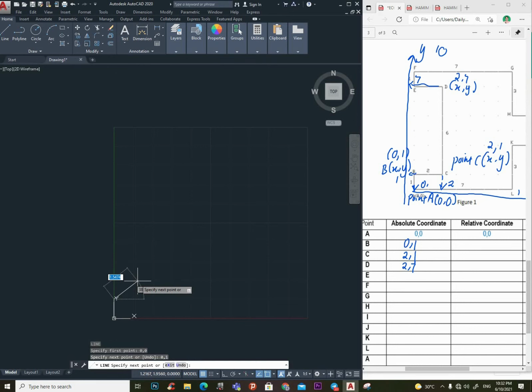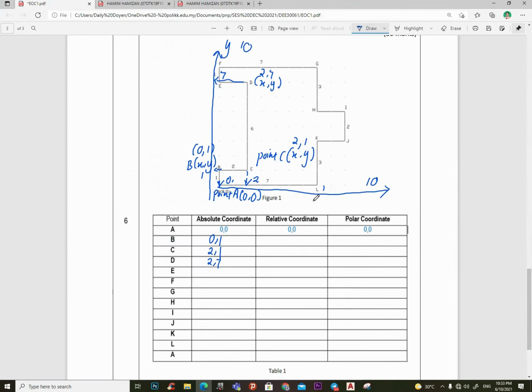Okay, move on to point C. Hashtag 2, 1. Next point will be point D. Hashtag 2, 7, and so on. So your task is you find all the coordinates point, absolute coordinates point for this object. Okay, you look at what is the value of x and y.